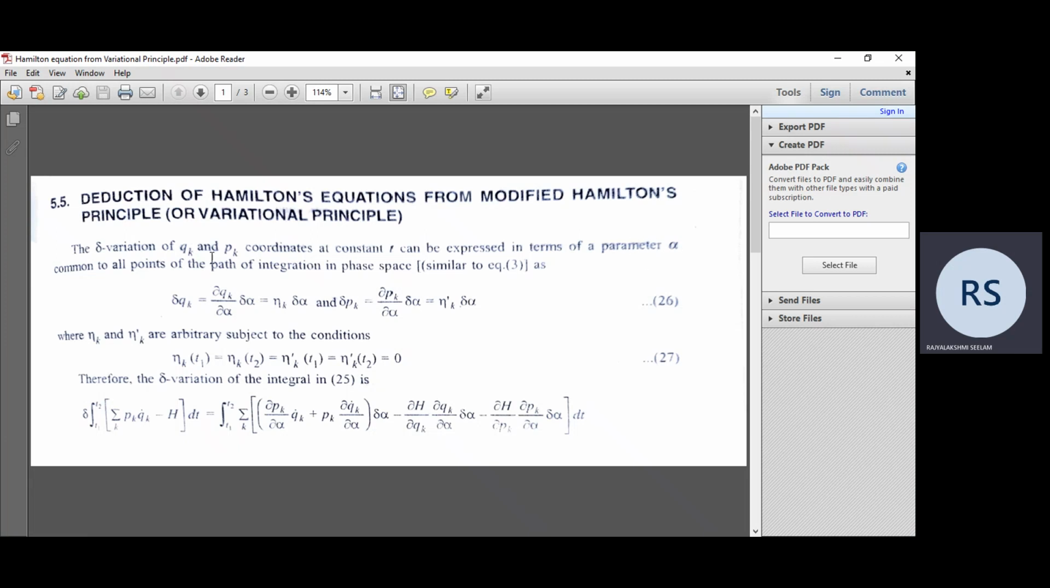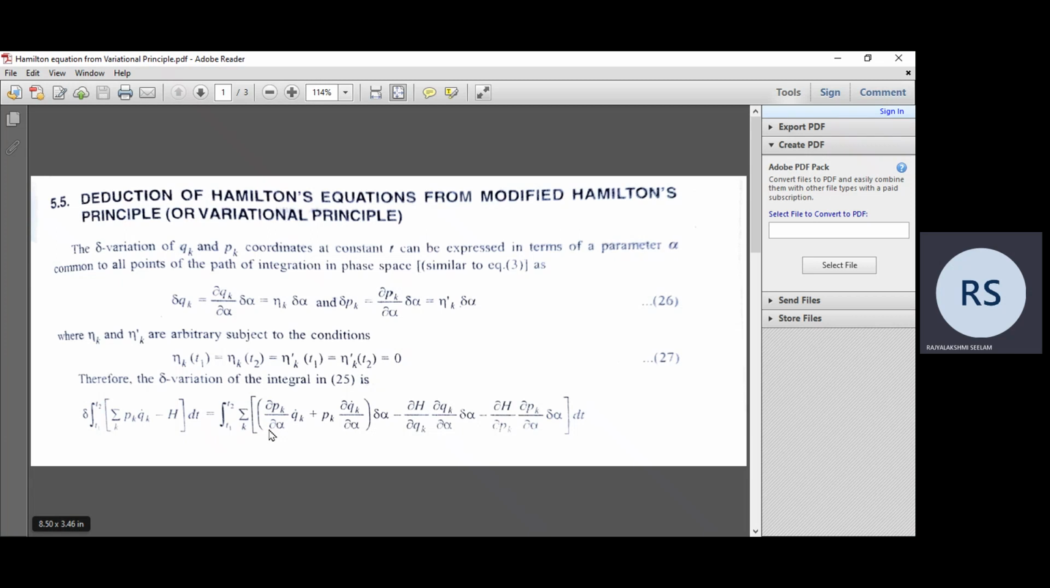Already we have given the statement here. We have to express these delta variation coordinates at a constant time in terms of parameter alpha, and these are common to all the points of the path of integration. So based on this, let us multiply and divide with delta alpha. Here we multiply and divide with delta alpha, dou alpha for these two terms, and we have taken common and written here. Now let us see delta pk q dot k. Here pk q dot k is in the form of u v, so we use the formula u derivative of v plus v derivative of u.